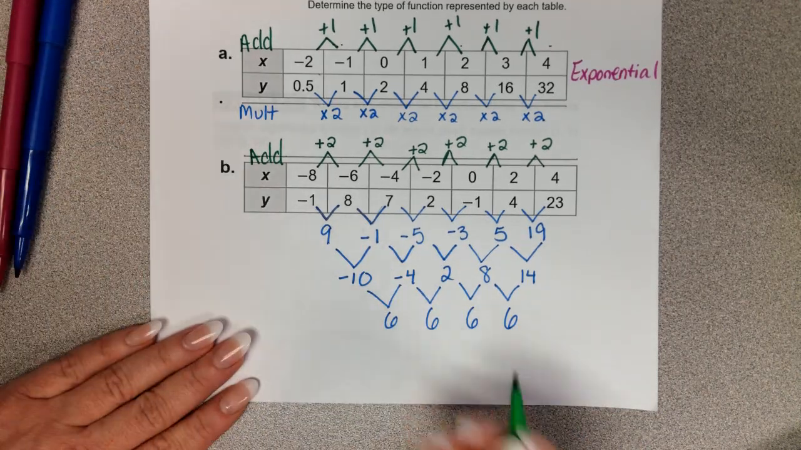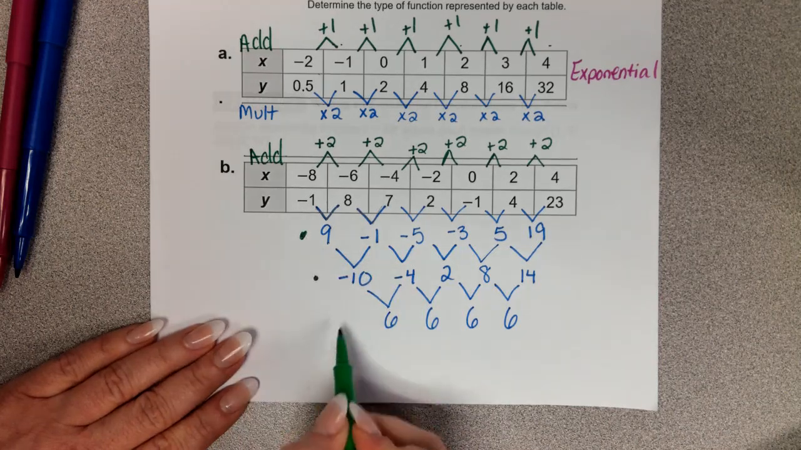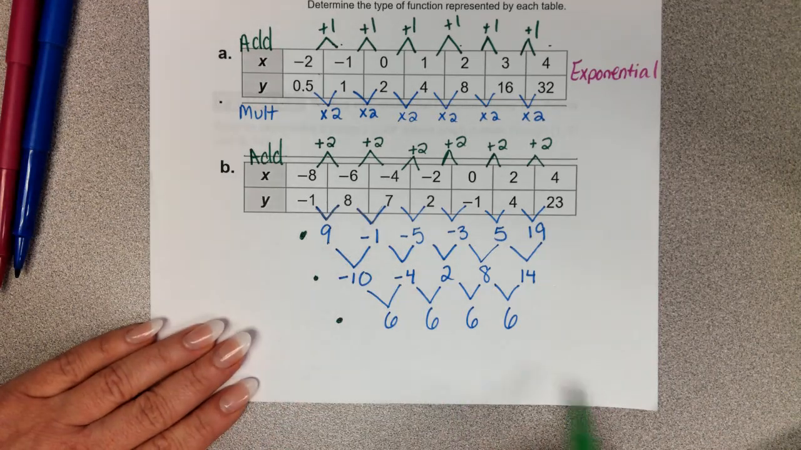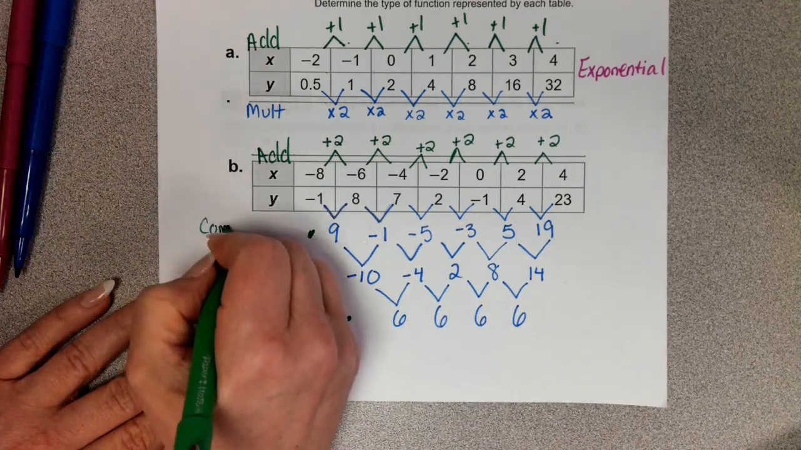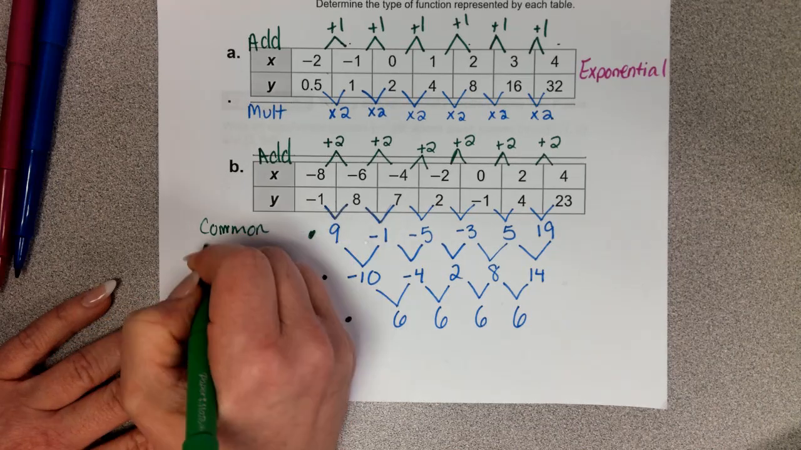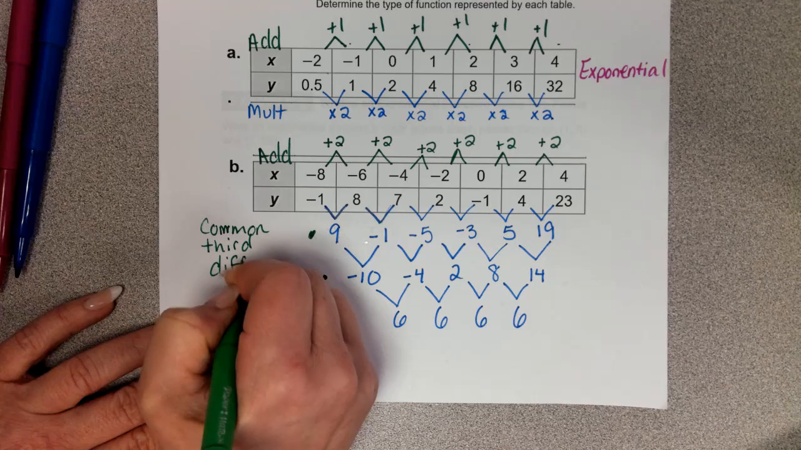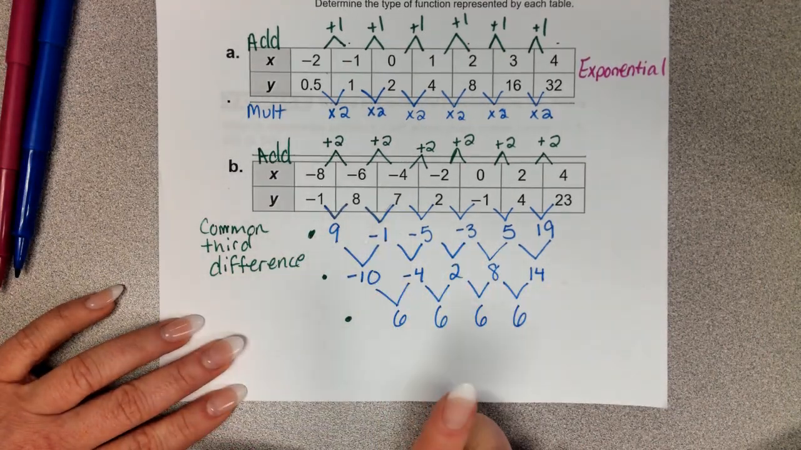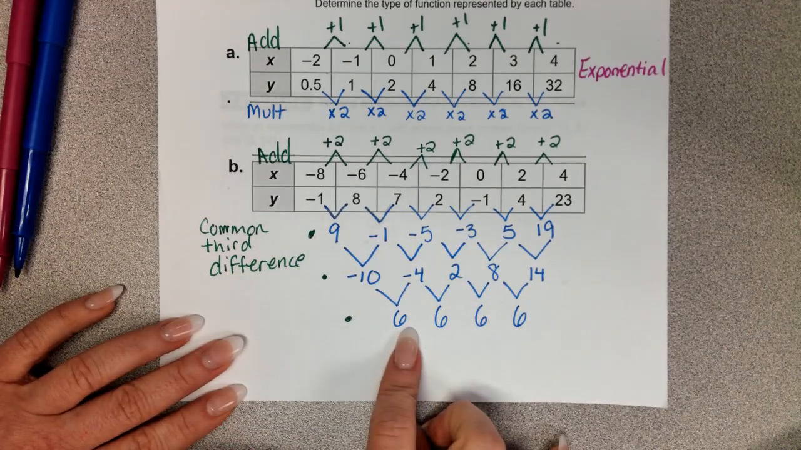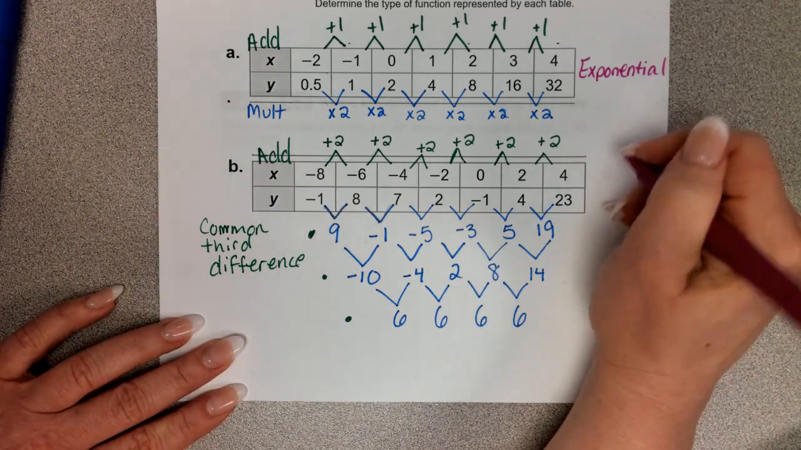So I have 1 line of addition, 2 lines of addition, 3. So this is my third line. So this would be called the third difference. So what this would be called is a common third difference. Because I had to do this activity 3 times, and it's the third difference, this would be cubic. So this is a cubic function.